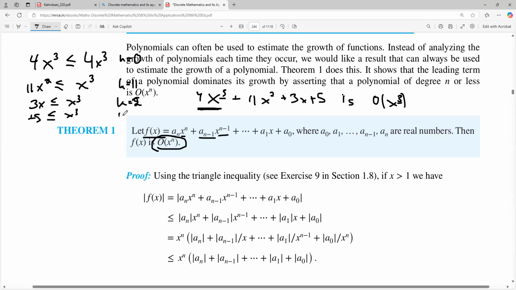Once again, k is equal to 2. Right? So now what I like to do is, since all of these on the left side added up is this, then since they're all less than or equal to these, I can just add them up. So I get 4x cubed plus x cubed plus x cubed plus x cubed. That's 4, 5, 6, 7.